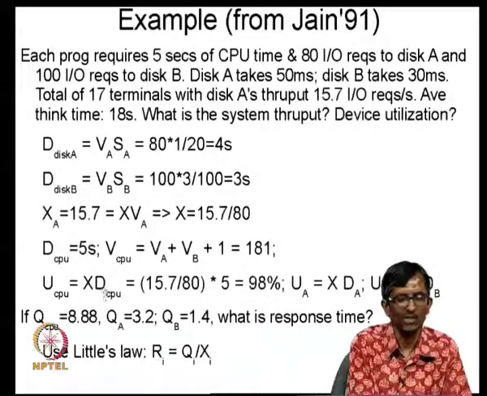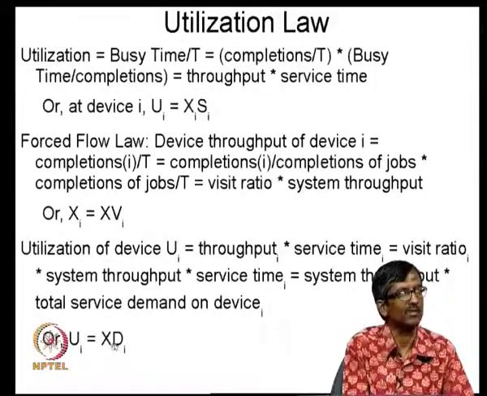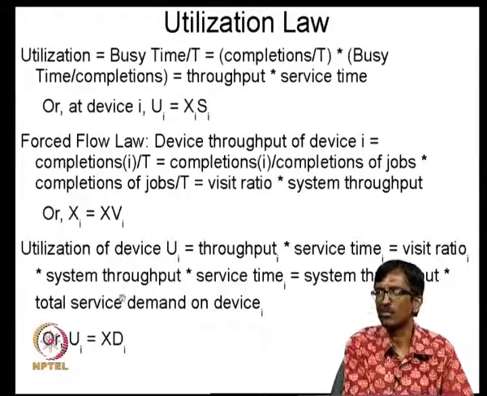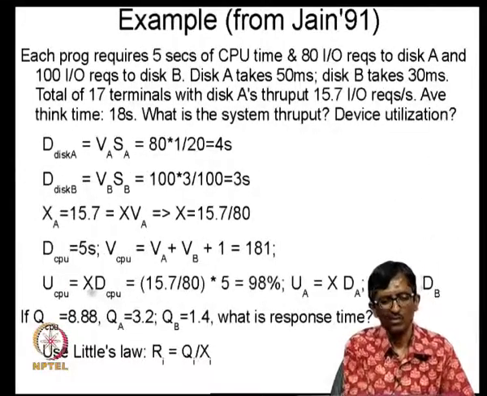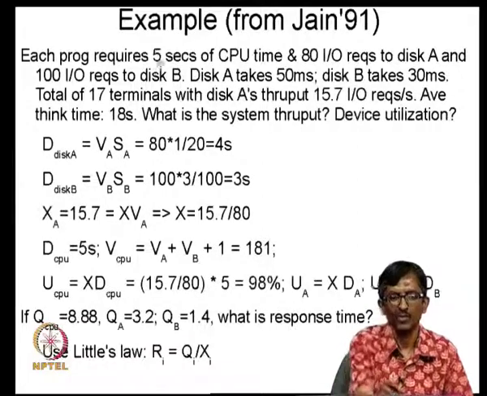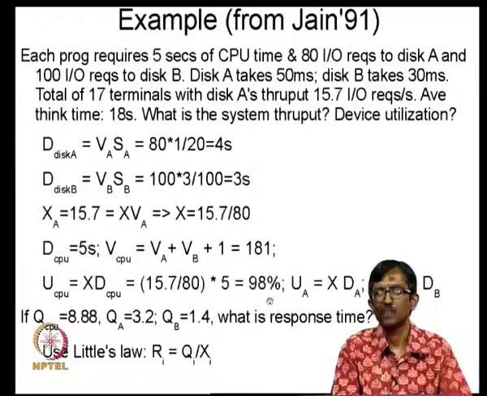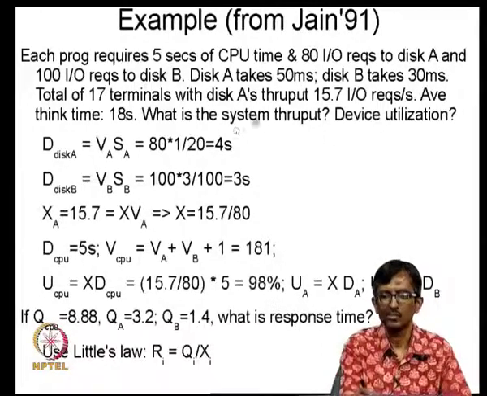Okay. And now you will notice that the utilization of the CPU is going to be given by the throughput of the system multiplied by the total demand in the system. Again it comes back from the same thing, utilization of a device, because the CPU is also like a device. So you already know X, and you know the demand on the CPU which is 5 seconds. So therefore, you can see utilization is 98%.